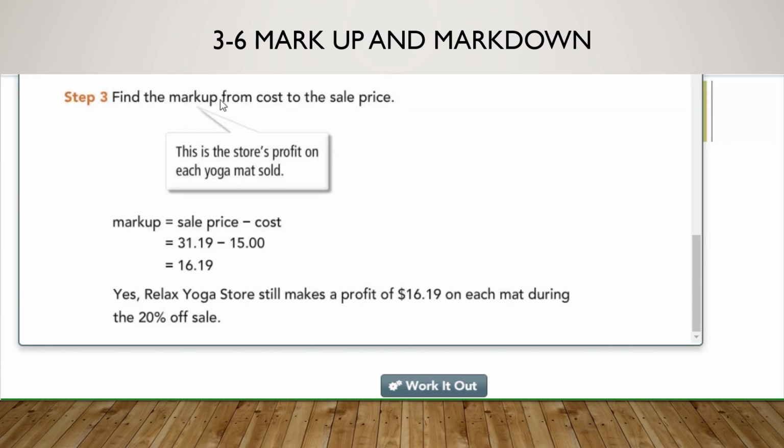Now we have to go on to step 3. Step 3, find the markup from cost to the sale price. This will let us know the store's profit. So we have to do the markup equals the sale price minus the cost. The sale price was $31.19, and then we subtract the original cost, which was $15. When we simplified, we ended up with $16.19. So yes, Relax Yoga Store will make a profit of $16.19 on each mat during the 20% off sale.